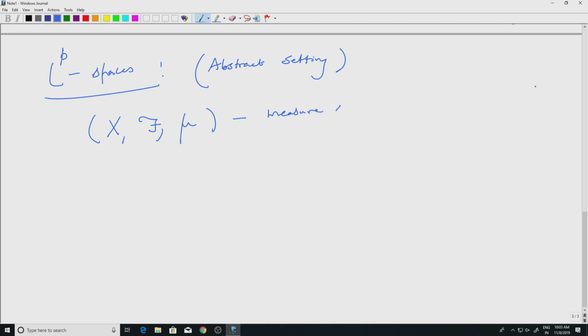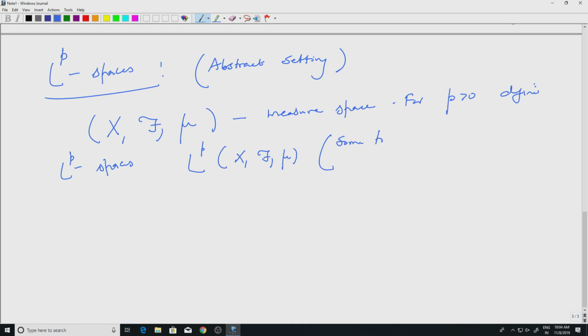So right now there is no assumption on capital X except that it is a space. Okay. And mu is a positive measure. So for p greater than 0, define LP spaces. So strictly speaking, I should say LP of X, F, mu. Sometimes we will denote it simply by LP of mu, when the space and the sigma algebra are all understood.